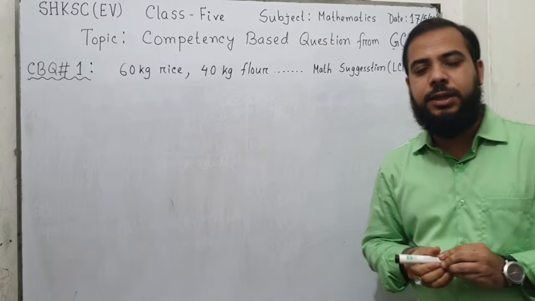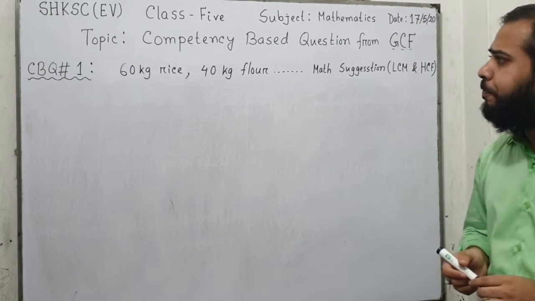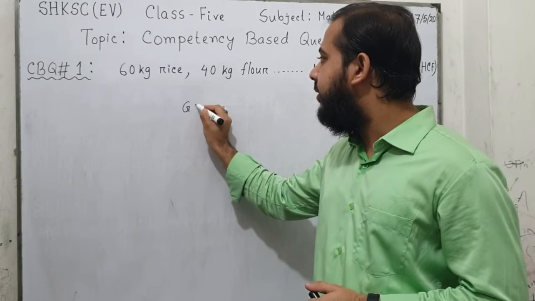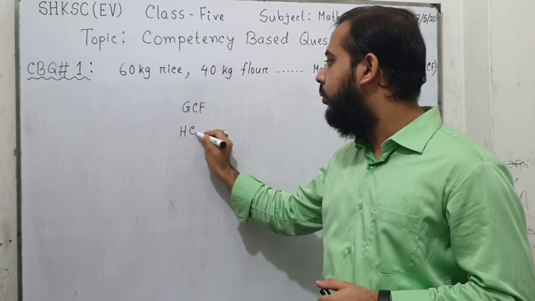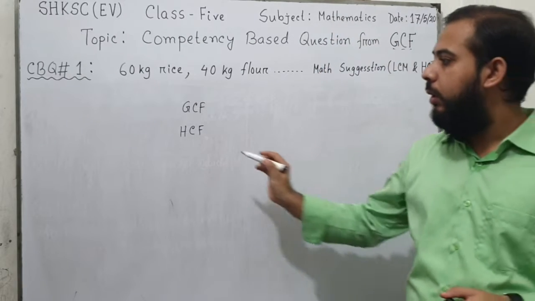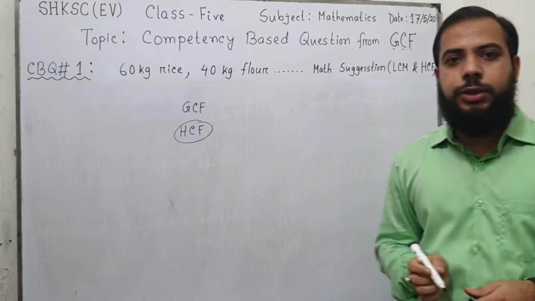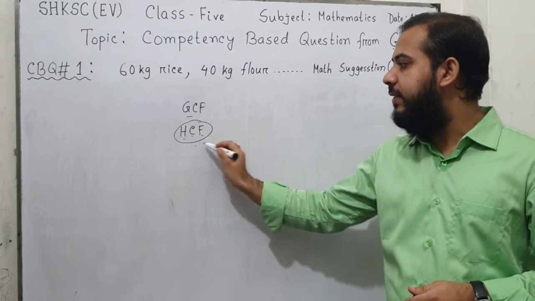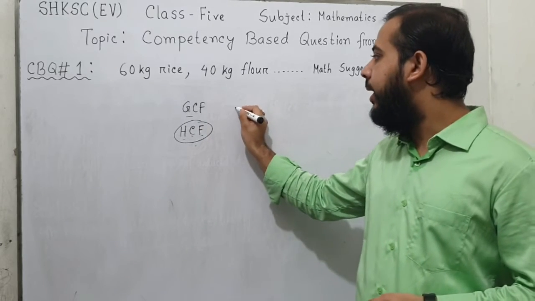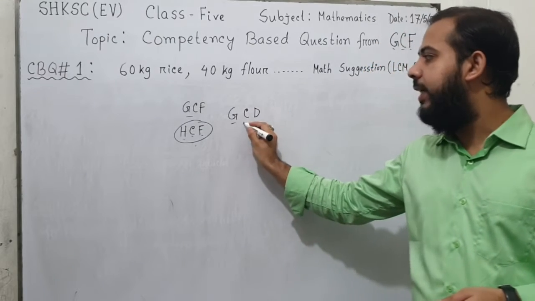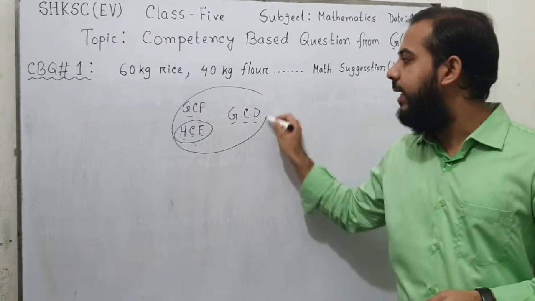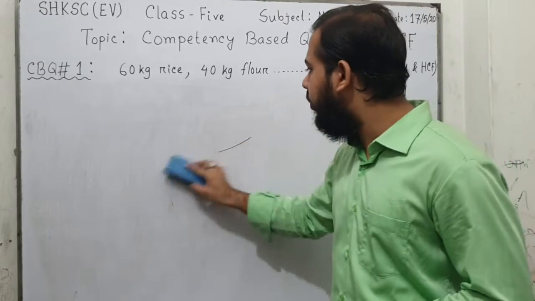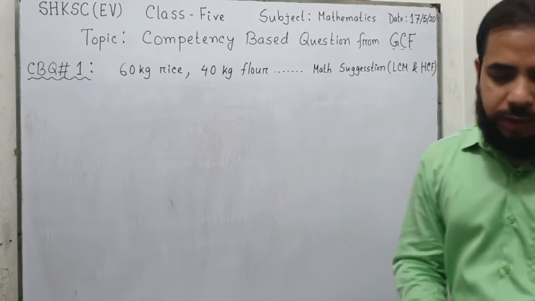I think you know the full meaning of GCF. GCF means greatest common factor, and there are many other versions. In class 4 you were taught HCF. HCF means highest common factor. Both are same. GCF, HCF, both are same. There is another name, GCD, that is greatest common divisor. All three are same, so you will not get confused with these words.